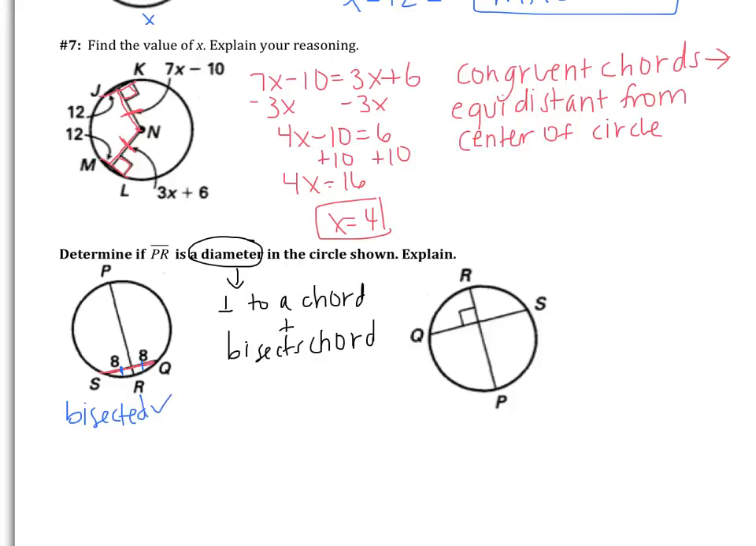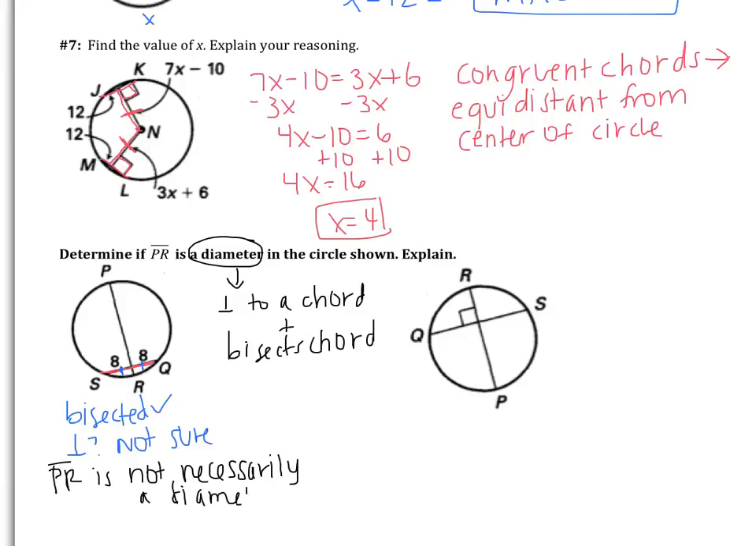yes. Now, do I know that PR is perpendicular to the chord, that it forms a right angle? I'm not sure. So I would say PR is not necessarily a diameter. It's because of the previous reason. It could be a diameter, and in fact, if it was perpendicular to SQ, it would be a diameter. But because we're not sure if it's perpendicular, we're not sure that it's a diameter.